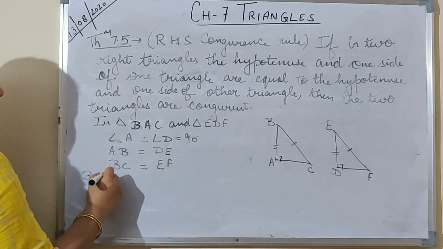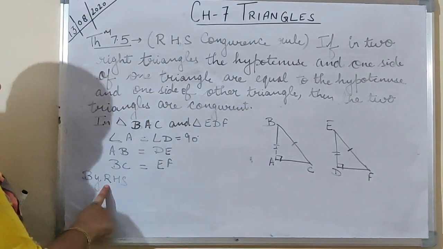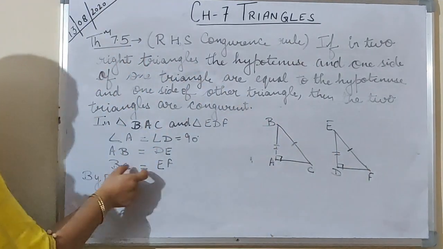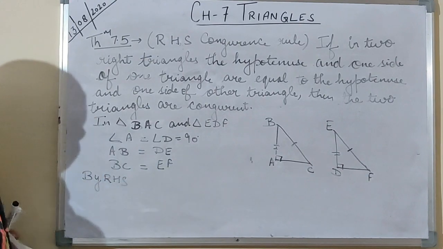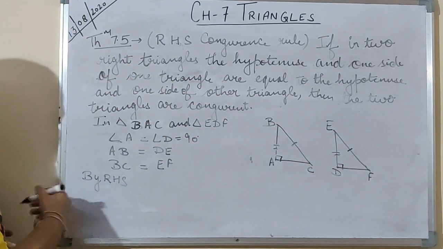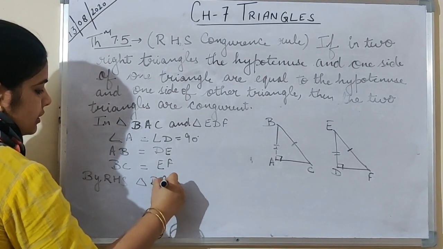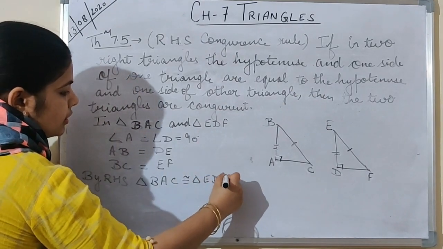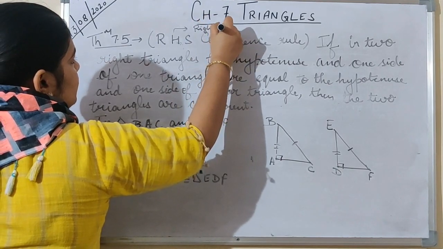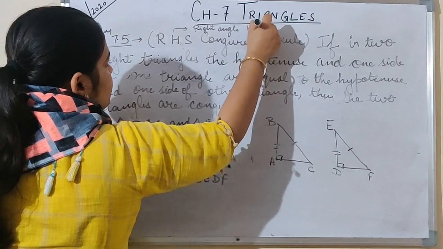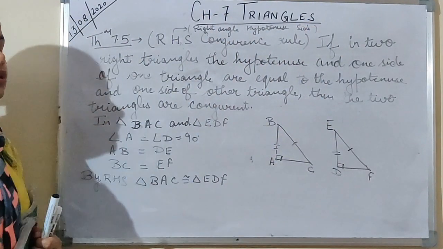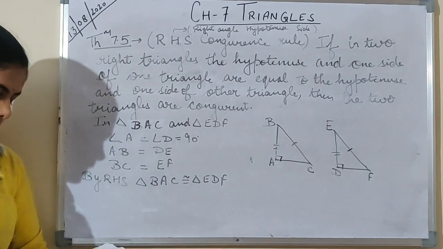Then why RHS? Now how RHS? You can see over here. R means right angle. That means we have one right angle in both the triangles. Then H means hypotenuse is there. So you can see that BC and EF are acting as a hypotenuse. So next is S, that is side. So you can see that AB is equal to DE. So by RHS we can write that triangle BAC is congruent to triangle EDF. Is this clear? You can write it here also, the full form of this: R is right angle, H means hypotenuse, S means side. So if these three things are there in both the triangles, then only we can apply this congruency rule. I think till here there is no doubt.